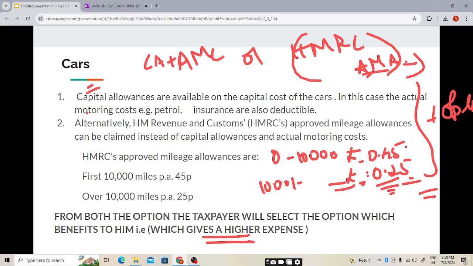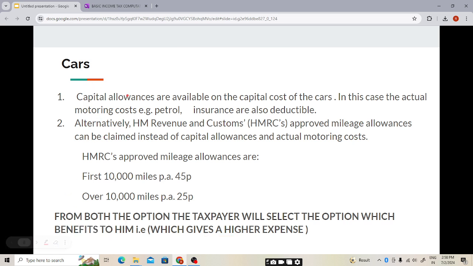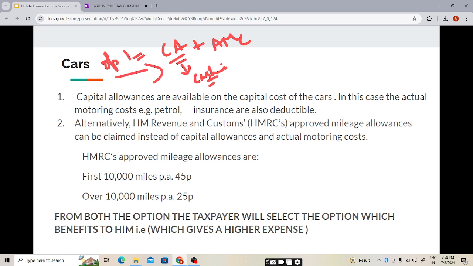Car. So for a car, what is the allowed deduction that is available? An individual has two options. Option number one is capital allowance plus actual motoring cost. Capital allowance is not available under the cash basis generally, because a car is capital expenditure and will not be allowed. But here the exception is that you can calculate the capital allowance under the cash basis also.